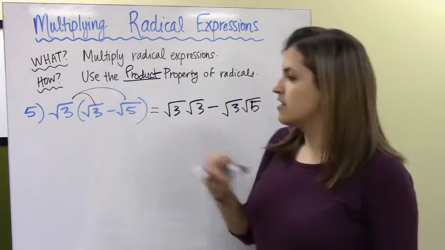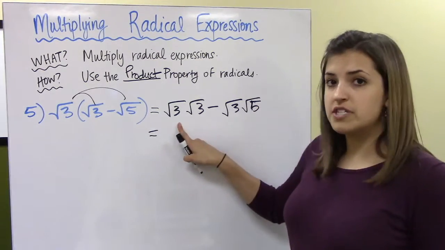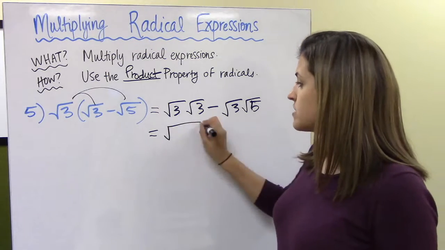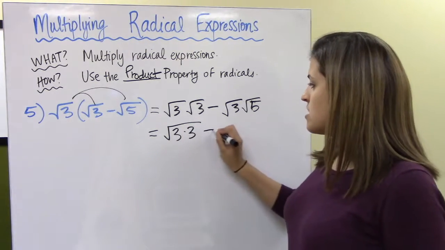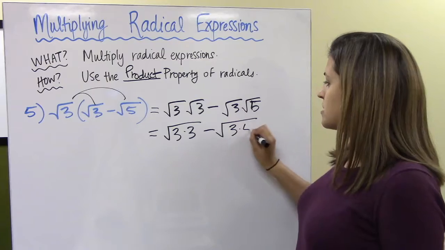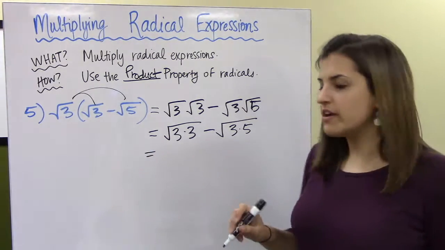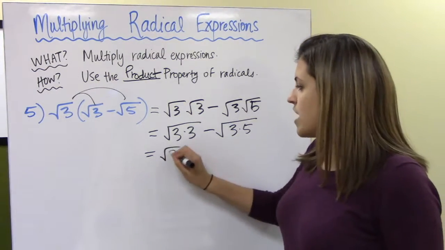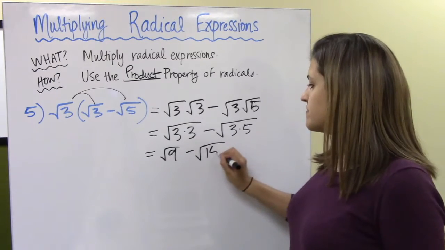Oops, 5. All right, square root of 3 times the square root of 3, I can put in 1 big square root, so that's 3 times 3, minus 1 big square root of 3 times 5. That's all my product property there. And this is going to be the square root of 9 minus the square root of 15.